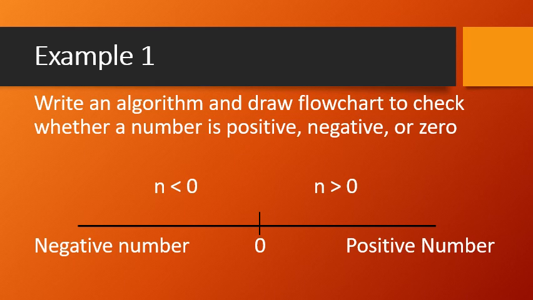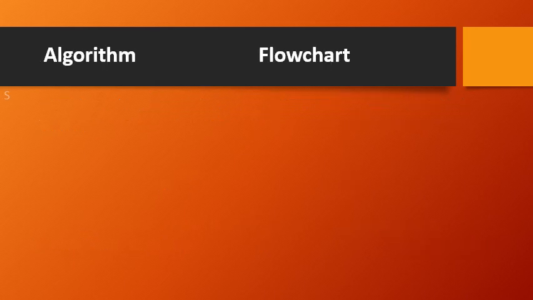Let us write the algorithm for that particular problem. The first step is start. Step 2 will be input, and that input will be a number, which we consider to be n here. So step 3 is what? We should check whether that number is greater than 0 or not. So step 3 will be: if n is greater than 0, then.